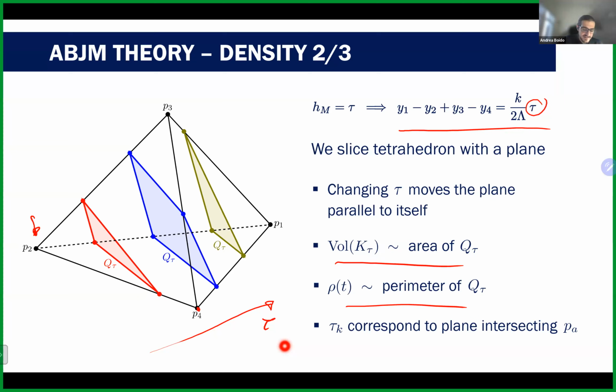Then you keep going right. At some point, this will touch P3, and it will become again a triangle, and then go all the way to P1. So from this picture, it's also clear that the points that delimit the intervals essentially correspond to when the plane intersects the vertices of the tetrahedron.